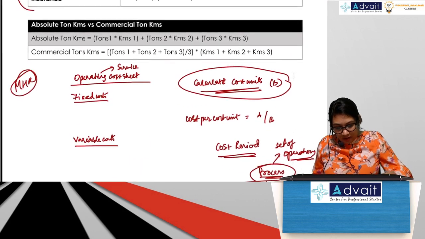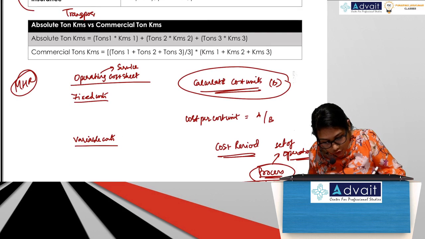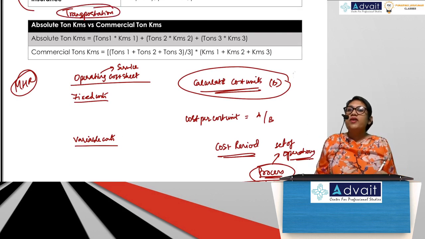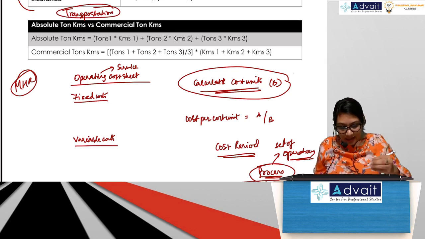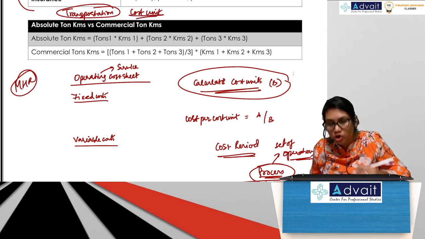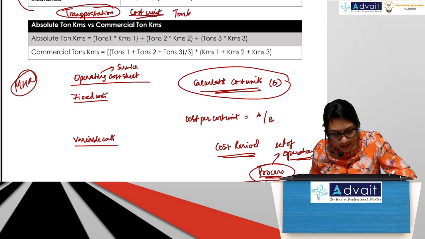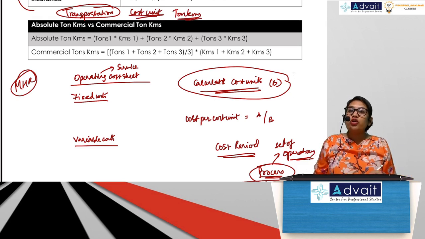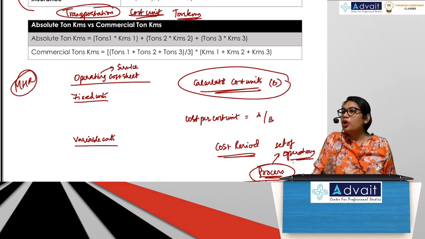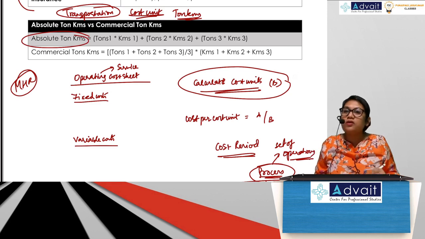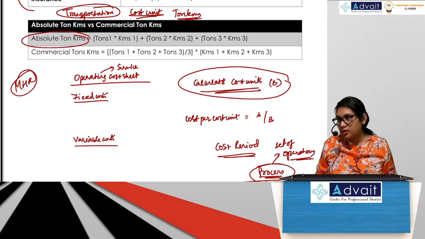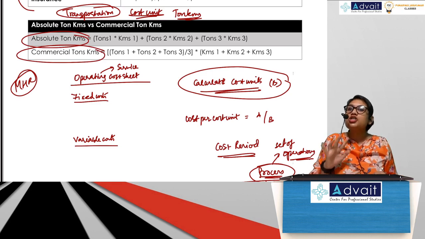Now, when we look at transportation as a service, you may be asked to calculate the cost unit. What did I tell you the cost unit was? Let's assume ton kilometers. So how do you calculate the total ton kilometers? Number of tons into number of kilometers. Now there are two ways of calculating this cost unit, and those two ways are either we can use absolute ton kilometers or we can use commercial ton kilometers.